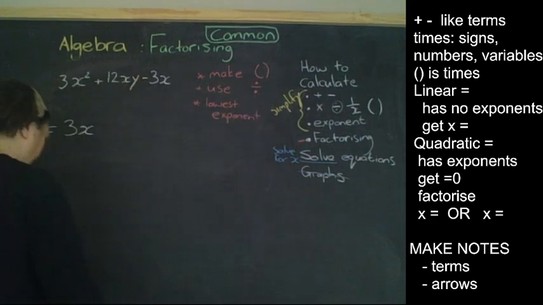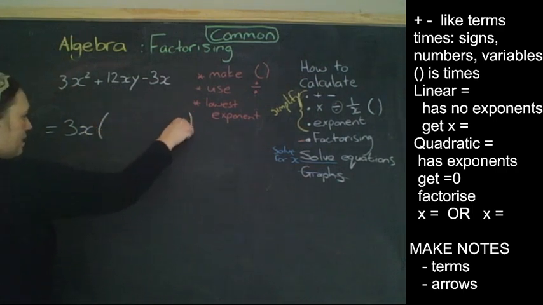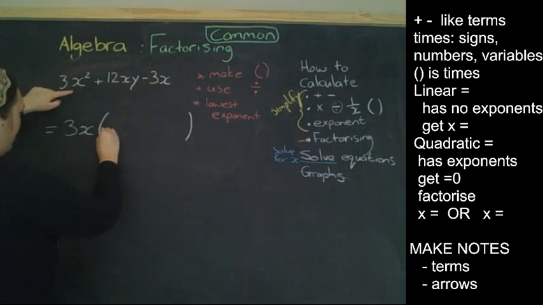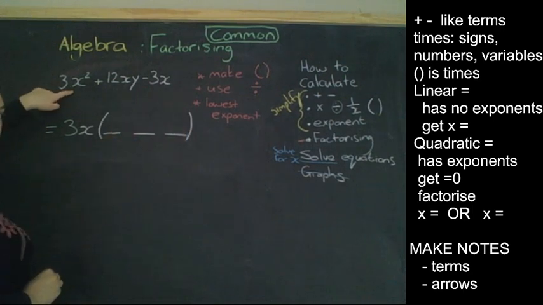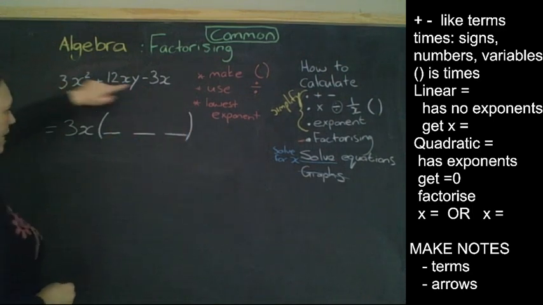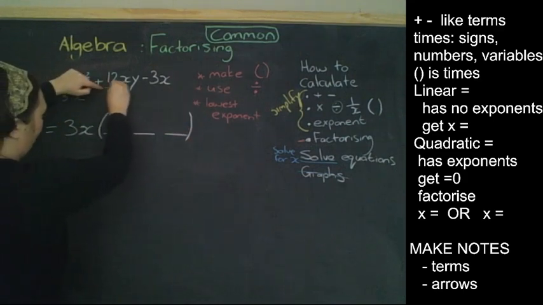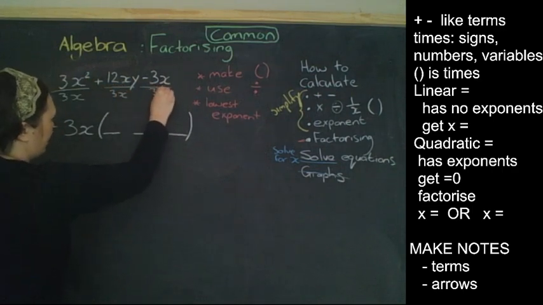Okay, our lowest exponent is x. So the next step, we're making brackets. We've got 3 terms here, so we want 3 terms in our bracket. How are we going to get them? We're going to use divide. So divide by 3x, divide by 3x, and divide by 3x.